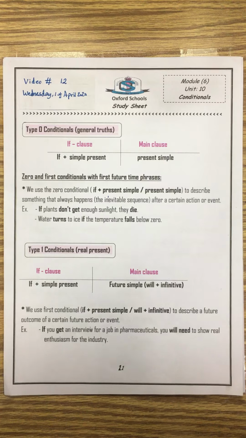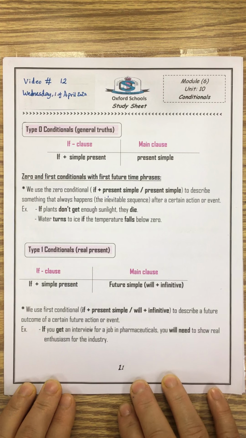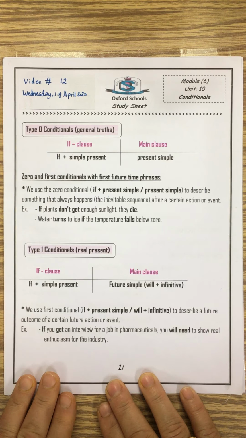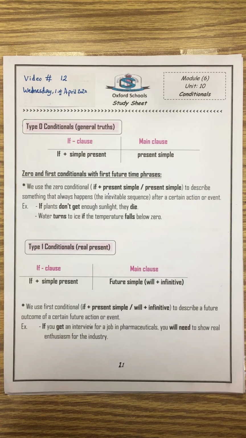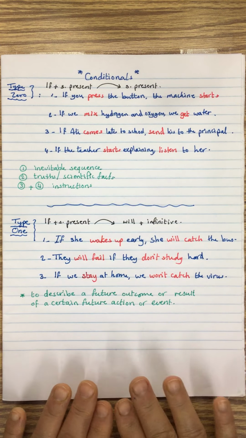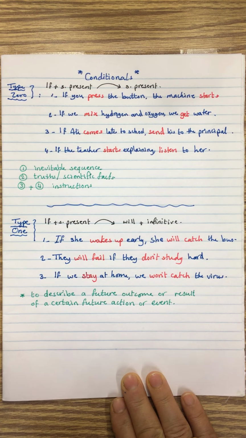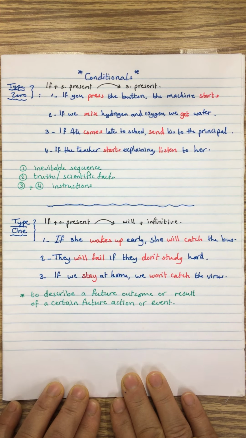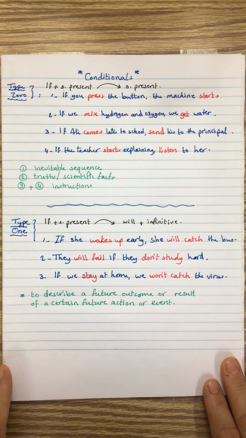This is video number 12, and this class is going to be on Wednesday, 1st of April 2020, and it's going to be about conditionals. But before we start explaining about conditionals, I would like to remind you of the conditionals we have taken at the beginning of the year in Unit 1. In Unit 1, we had all the types of if clause. We took type 0, type 1, type 2, and type 3. Today, I'm going to explain type 0 and type 1, and I think it's going to be easy for you because you have taken this and it was explained to you before.